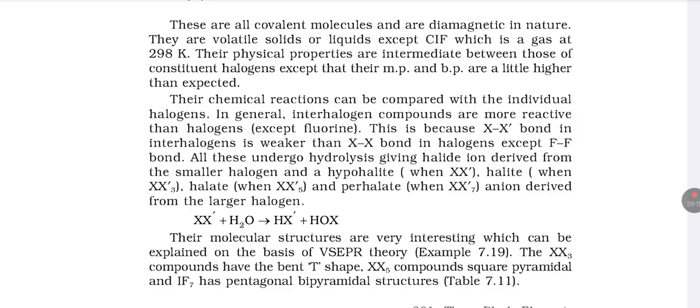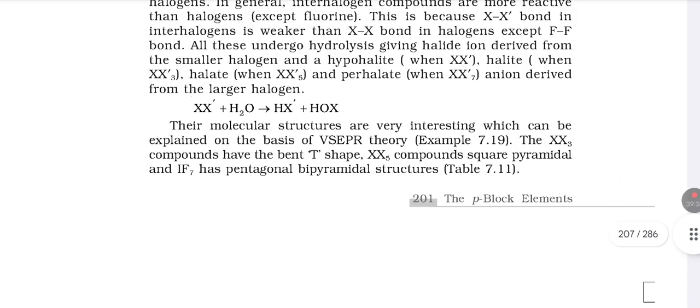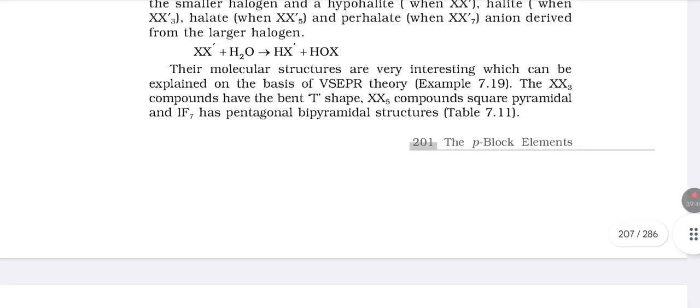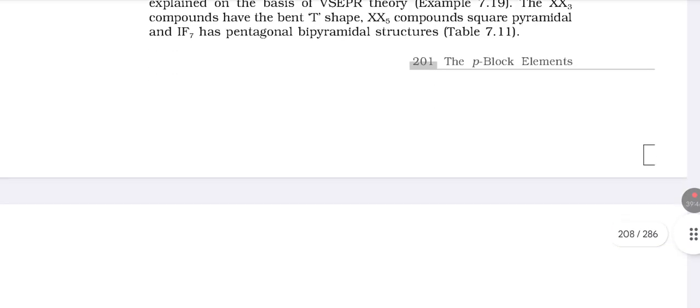In general, interhalogen compounds are more reactive than halogens. This is because the halogen-X bond in interhalogens is weaker than the halogen-halogen bond in halogens, except the fluorine-fluorine bond. All these undergo hydrolysis, giving halide ion derived from the smaller halogen and hypohalite. Their molecular structures are very interesting, which can be explained on the basis of VSEPR theory.